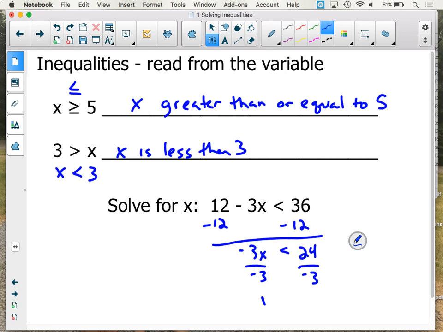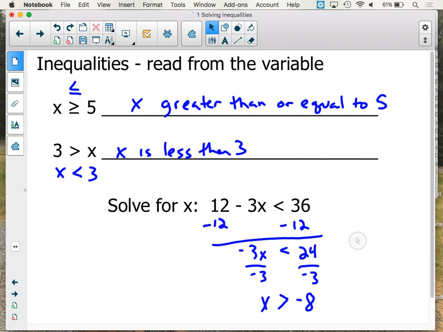So in this case, my x is still remaining on the left side, and the inequality is not going to be a less than, it's going to be a greater than. And 24 divided by negative 3 is negative 8. So the thing to be careful about there is if you're dividing or if you're multiplying by a negative number, you have to flip your inequality sign around.